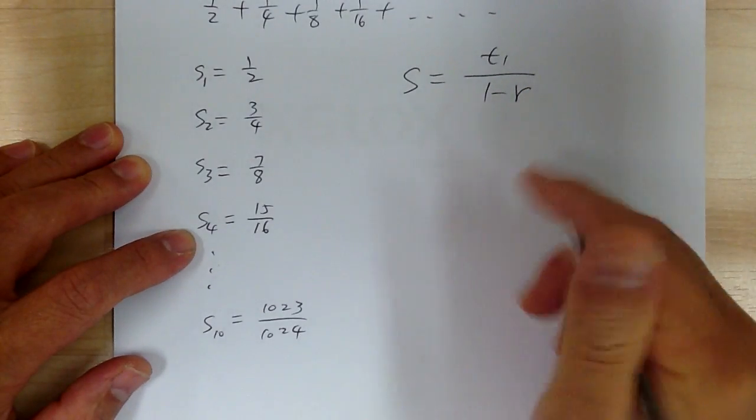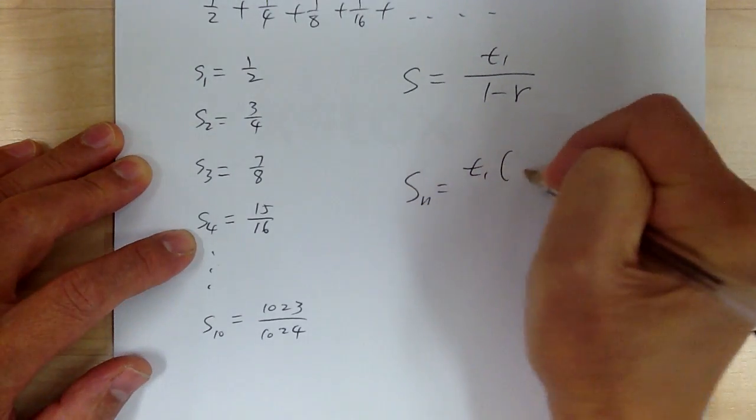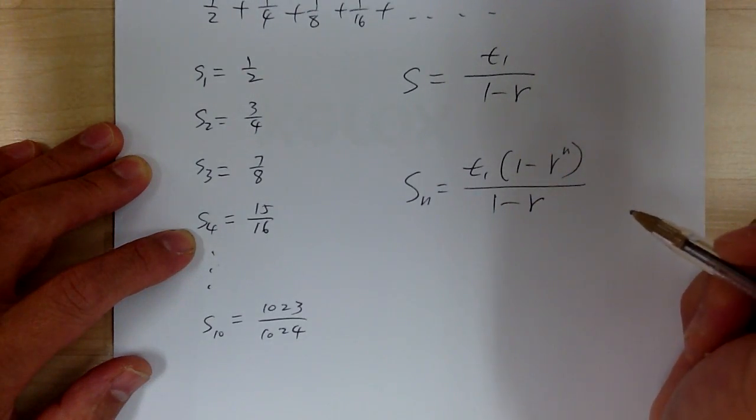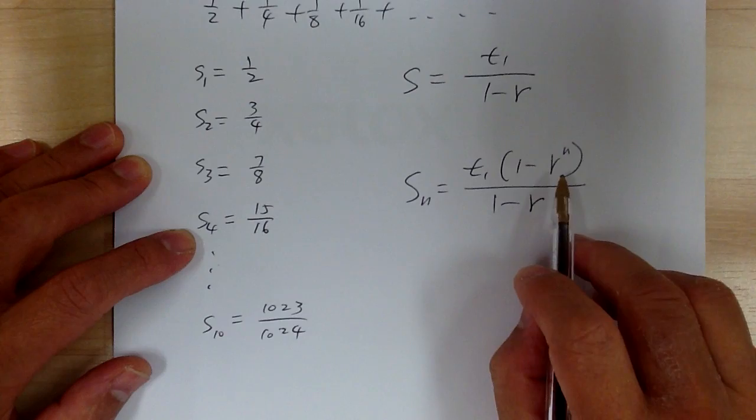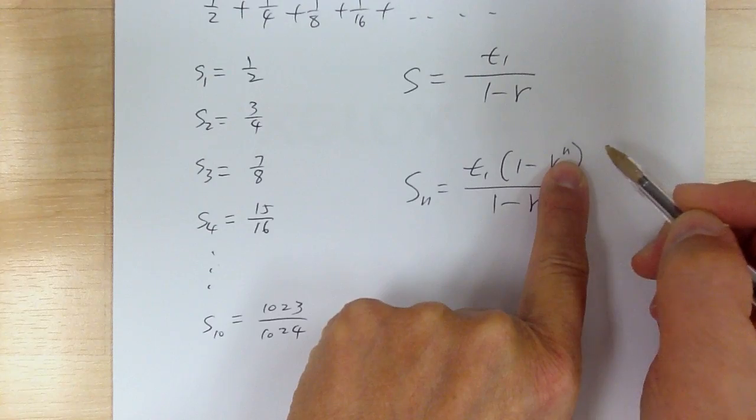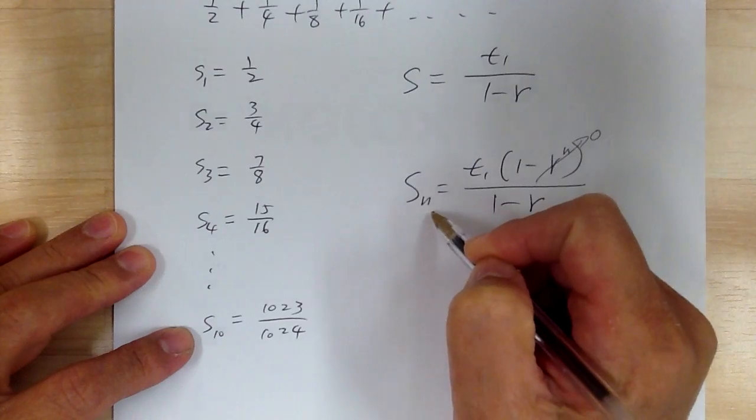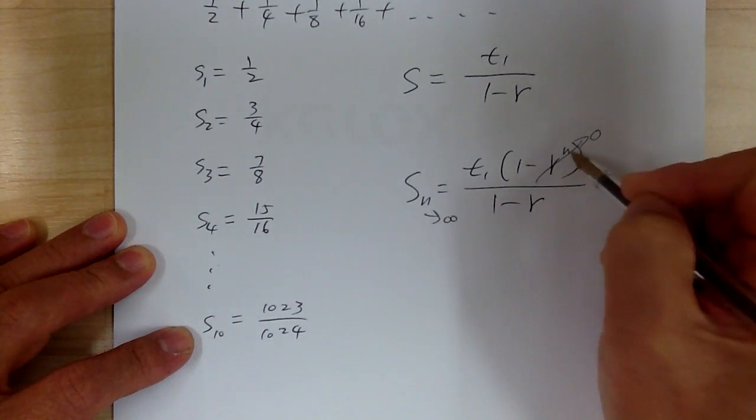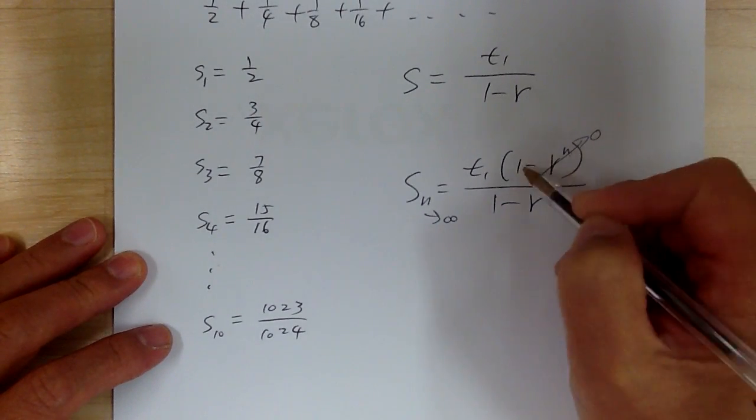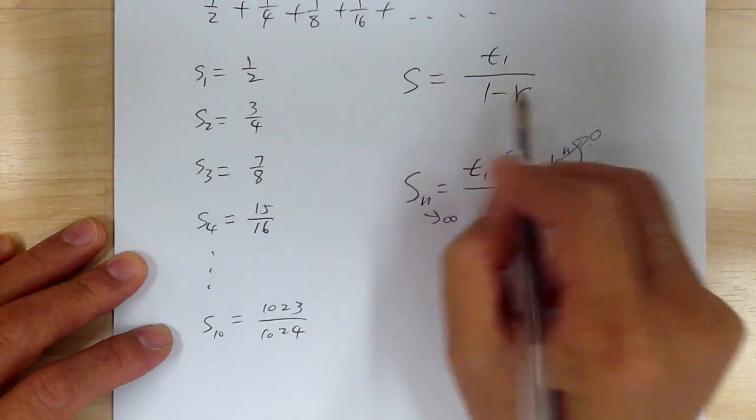And this came from the regular formula, where S of n equals T1 times (1 minus r to the n) over 1 minus r. When you have an infinite series and the numbers get smaller and smaller, when n approaches infinity, r to the n, where the absolute value of r is less than 1, gets smaller and smaller and approaches 0, and therefore this becomes that equation. So that's where it came from.